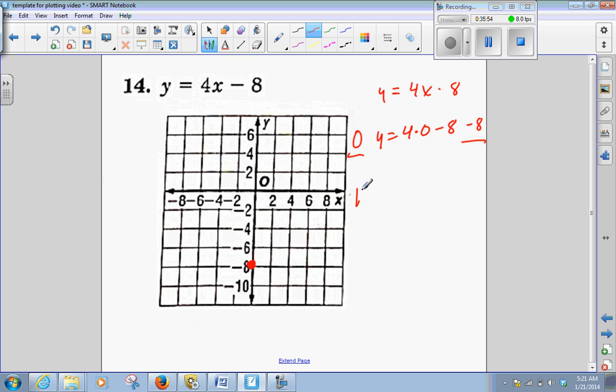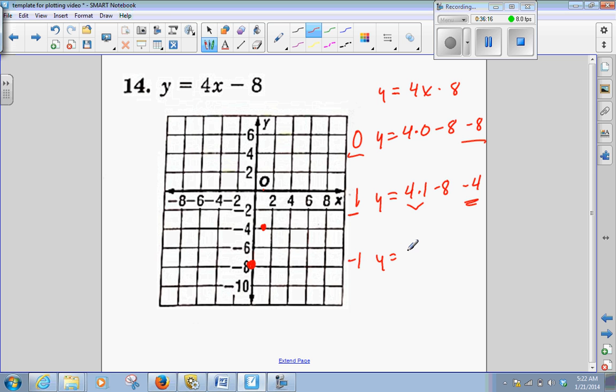So now I'm going to pick 1. So y equals 4 times 1 minus 8. 4 times 1 is 4, minus 8 would be a negative 4. So my next solution would be 1, negative 4. So I'm going to go over 1 and then down to the negative 4. Last but not least, let's just use a negative 1.